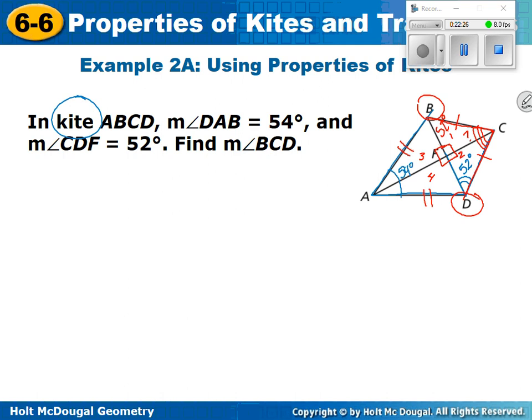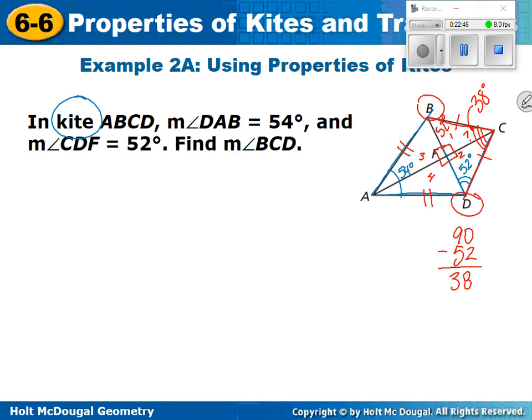Okay, so he's saying that all 3 angles in the triangle have to add to be 180. So if this is 90 and this is 52, we can do 90 plus 52 and subtract it from 180. Or you can also do the shortcut of 90 minus 52. Either way, you're going to get 38 for this little angle. Is that okay? Everybody got that?